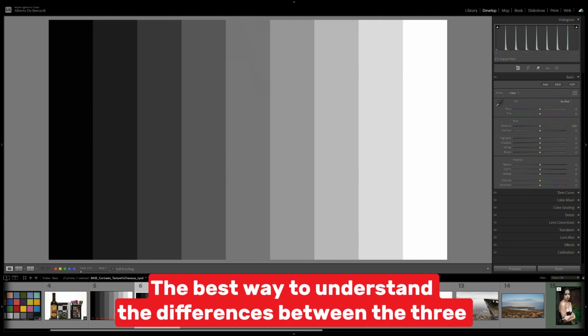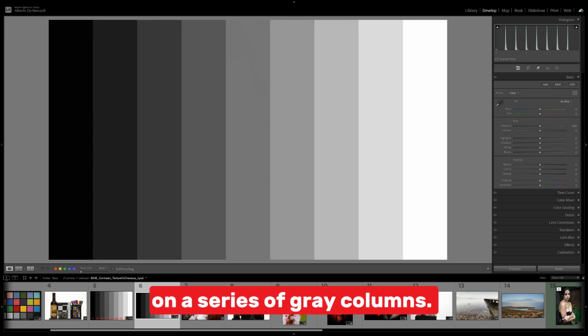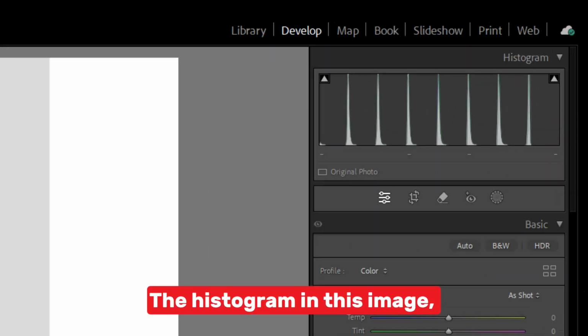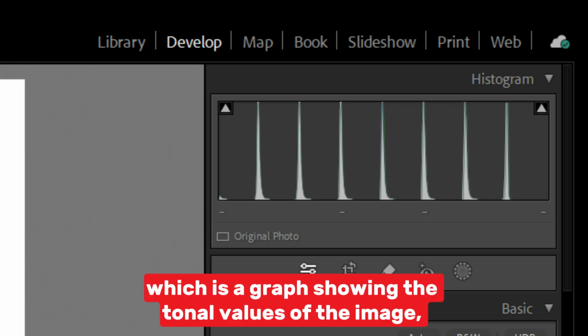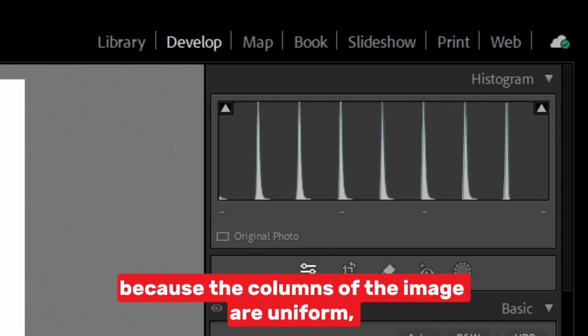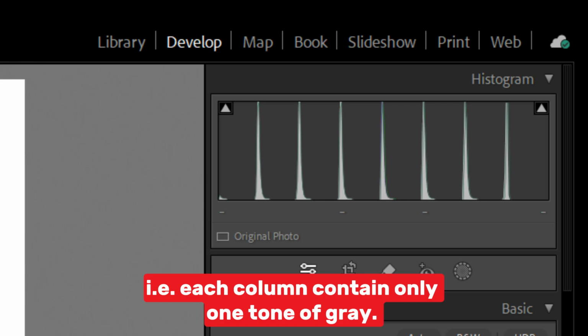The best way to understand the differences between the 3 is to observe what effects they have on a series of gray columns. The histogram in this image, which is a graph showing the tonal values of the image, also consists of a series of columns, equispaced and very thin, because the columns of the image are uniform, i.e., each column contains only one tone of gray.